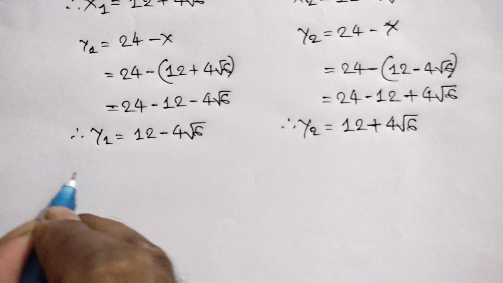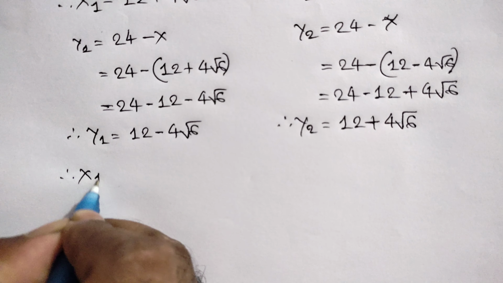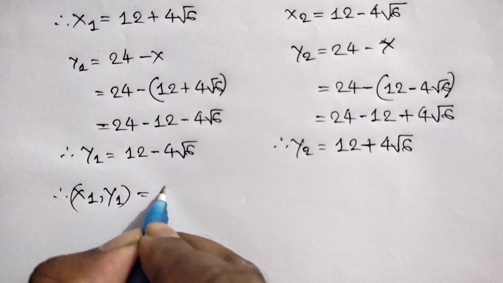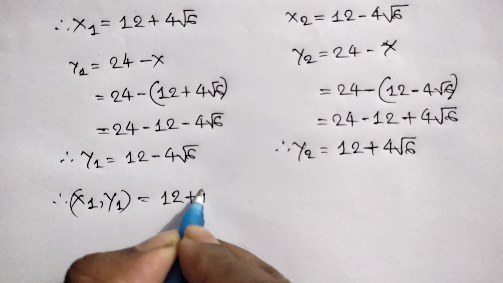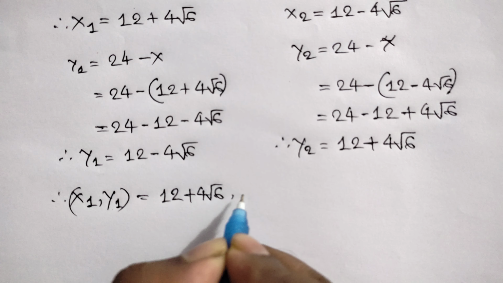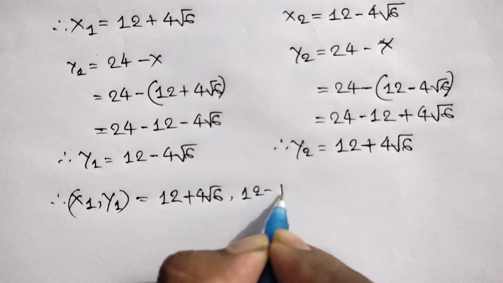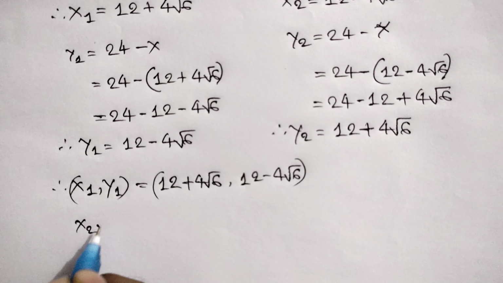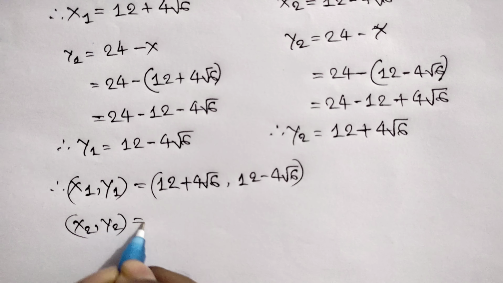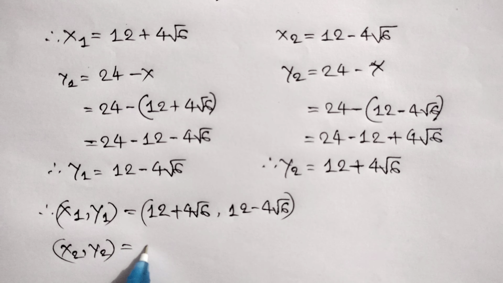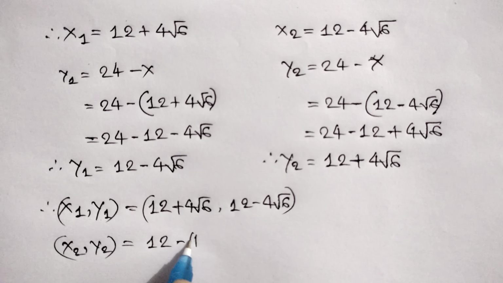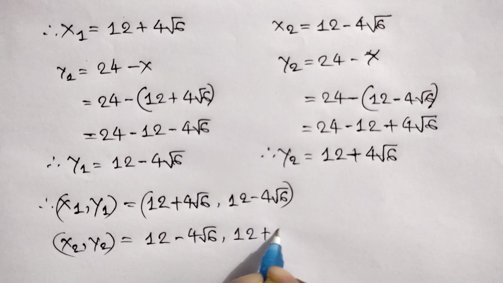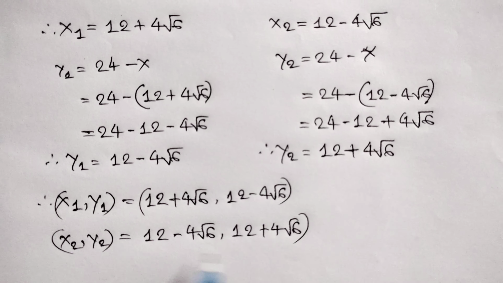So finally we can write the value of x1 comma y1 is equal to 12 plus 4 square root of 6 comma 12 minus 4 square root of 6, and value of x2 comma y2 is equal to 12 minus 4 square root of 6 comma 12 plus 4 square root of 6.